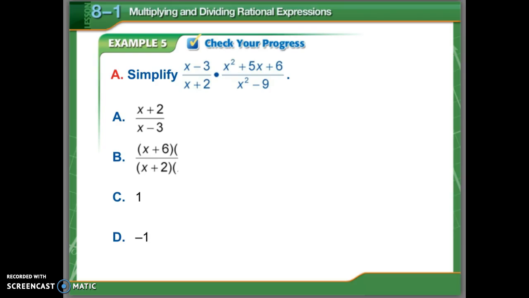All right, check your progress problem. Part A, we're going to be multiplying. Make sure you factor this top piece and make sure you factor this bottom piece, and then see what you can simplify and cancel out. When you have your answer, go on to the next slide.